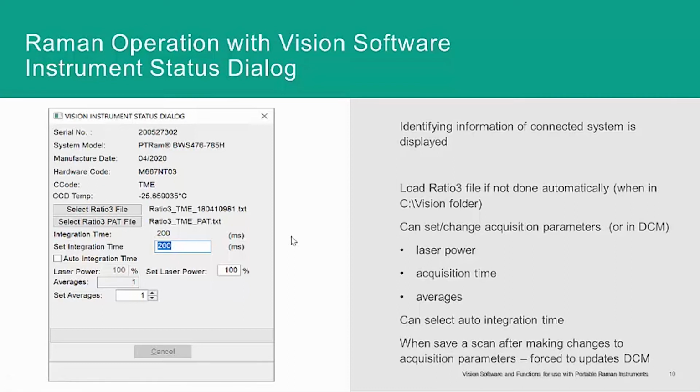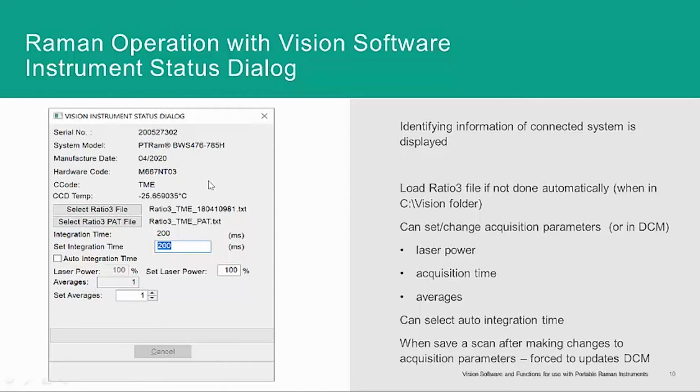On connection to a B&W Tek instrument, the Vision instrument status dialog will also appear with identifying information of the connected instrument. So it includes the serial number, system model, and other identifying information, including this unique C code, which is also used in the naming of the relative intensity correction files, which here are loaded already. But if they had not been loaded, then the user can select to load the files and they will automatically be copied to the C Vision folder.